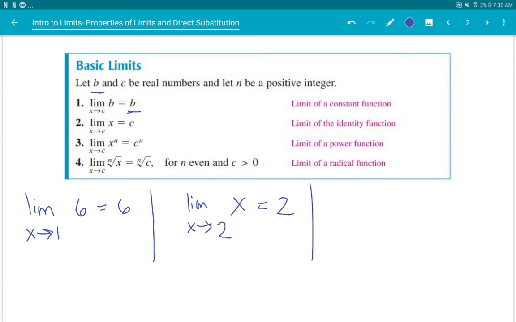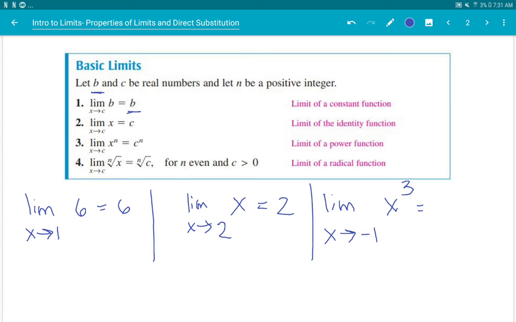The limit as x approaches, let's say, -1 of x to the, let's say, third power.